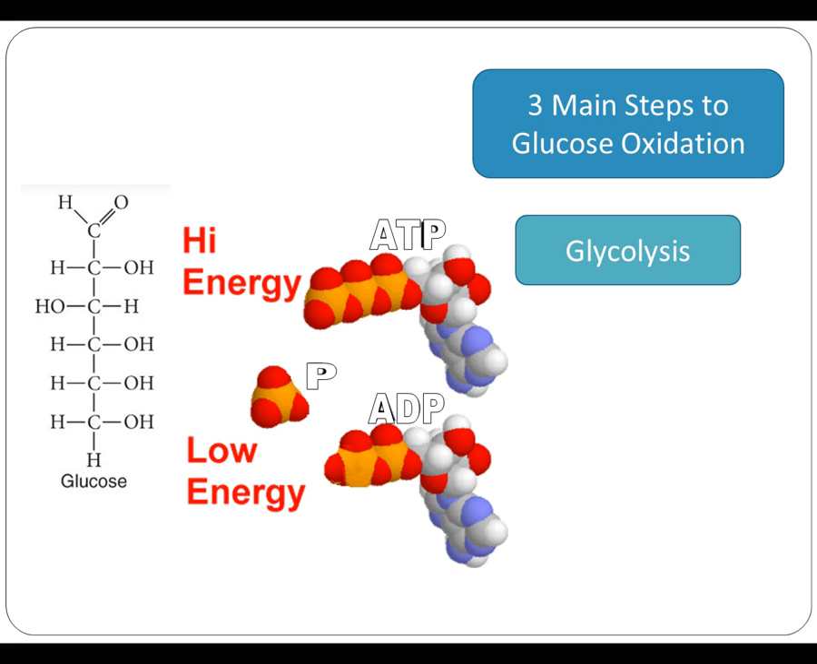So glycolysis occurs in the cell's what? Cytoplasm. Glycolysis splits a 6 carbon glucose into 2 3 carbon molecules called pyruvate. It's this 3 carbon molecule that is further oxidized or processed to release more.